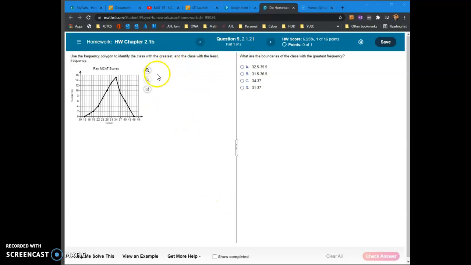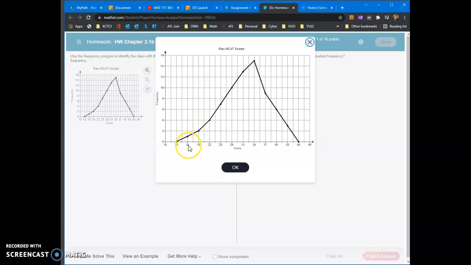This is question 9. It says frequency polygon, to identify the class with the greatest and the class with the least frequency. Okay, so a frequency polygon graphs the midpoint and the frequency of each class. So this class, well, let's blow it up a little bit. All right, this class has a midpoint of 16, and it looks like there's only one data point on there.